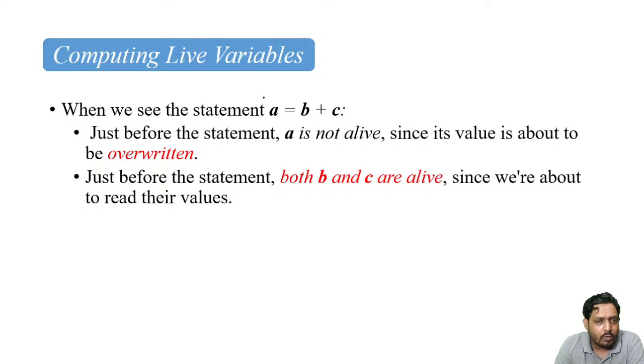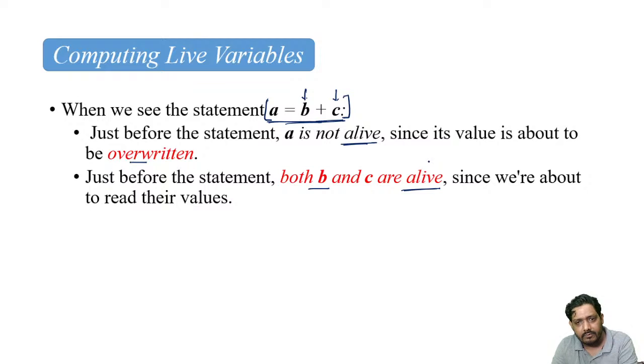Now how to compute live variables? When we see the statement a is equal to b plus c, you are reading the value of b and the value of c. That means just before the statement a is not alive, since its value is about to be overwritten, and just before the statement the values b and c are alive. So if we are reading the value, then it's a live variable, and if we are assigning to the variable, updating it, then it is not live. So before that a is not alive, since we are updating it here, and both b and c are alive.